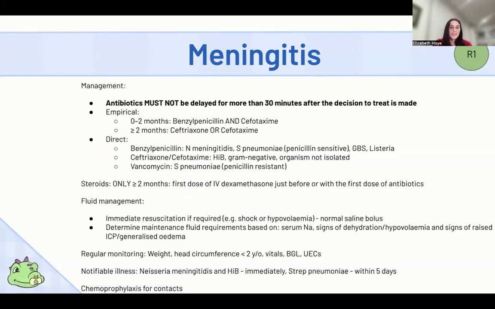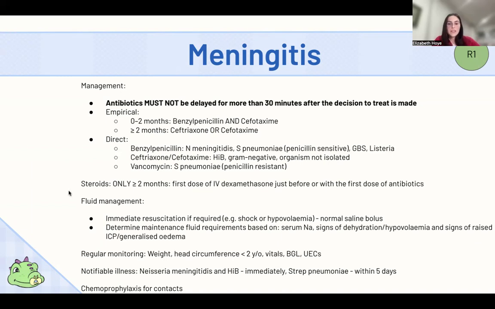Management for meningitis, I won't go through exactly what organism needs what antibiotic, but the most important management principle to remember is that once you decide to treat for meningitis, you can't delay antibiotics for more than 30 minutes. So if you decide it's meningitis or you decide to treat it, you have to give antibiotics. So learn what you need to give. You can give steroids if they're older than 2 months. So it's IV dexamethasone.